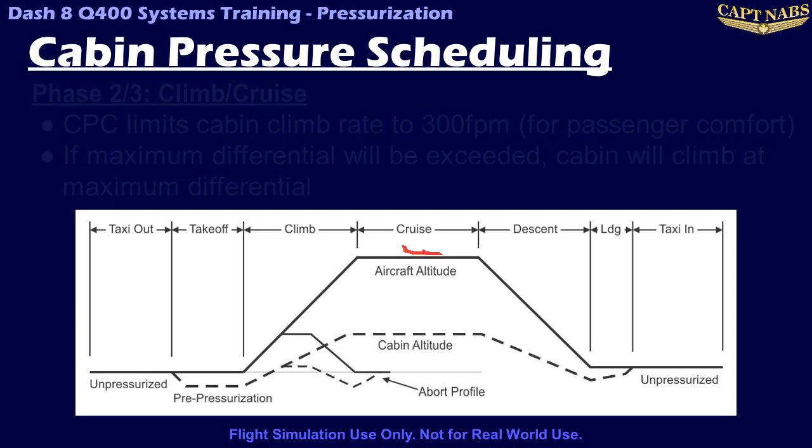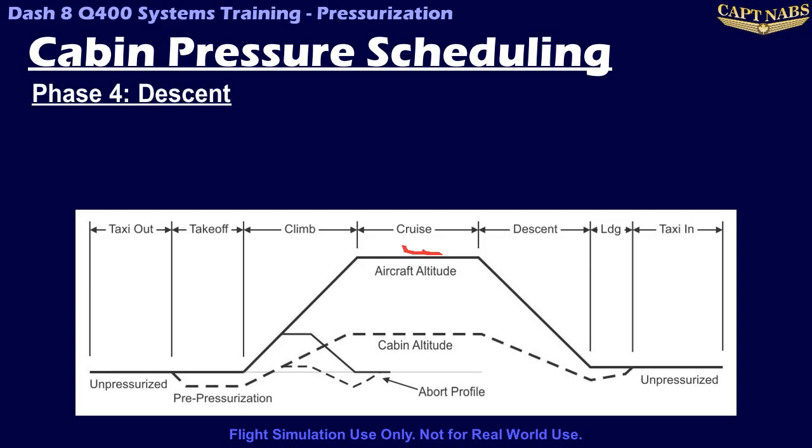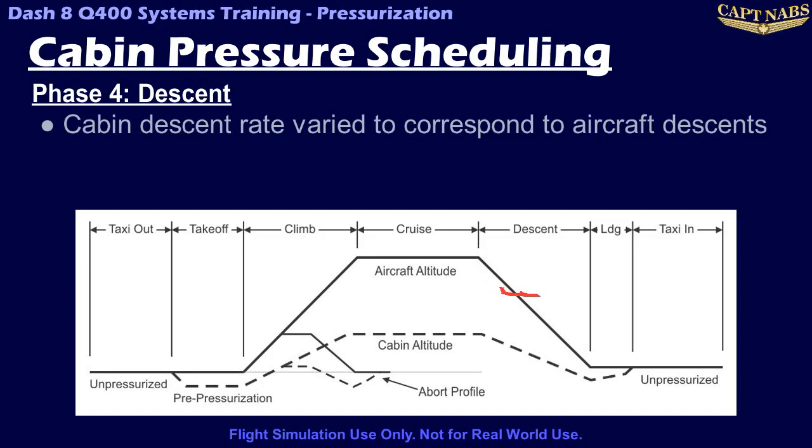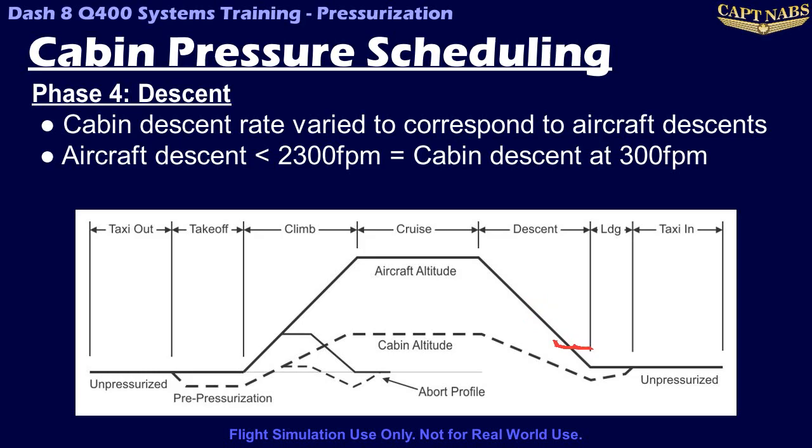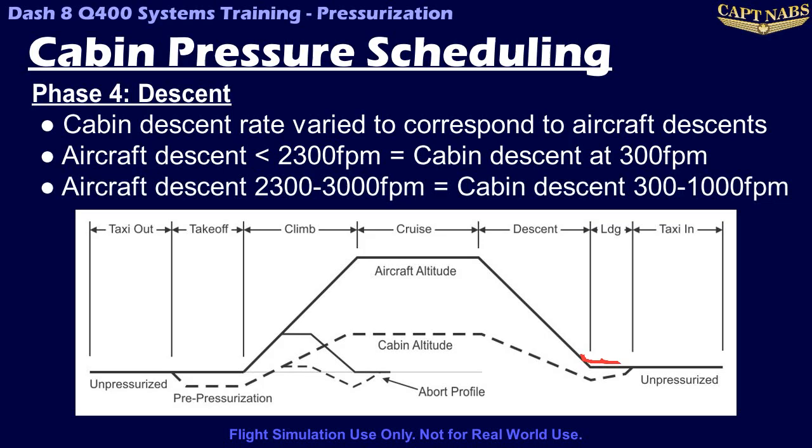Scheduling for the descent is a little bit more complicated. Because high rates of descent are possible, and not entirely unusual, the cabin descent rate is allowed to vary as well. For descents up to 2,300 feet per minute, the cabin altitude will descend at a maximum 300 feet per minute. For aircraft descent rates above 2,300 feet per minute, the cabin descent rate will increase until it reaches a maximum of 1,000 feet per minute if the airplane is descending at 3,000 feet per minute or more.